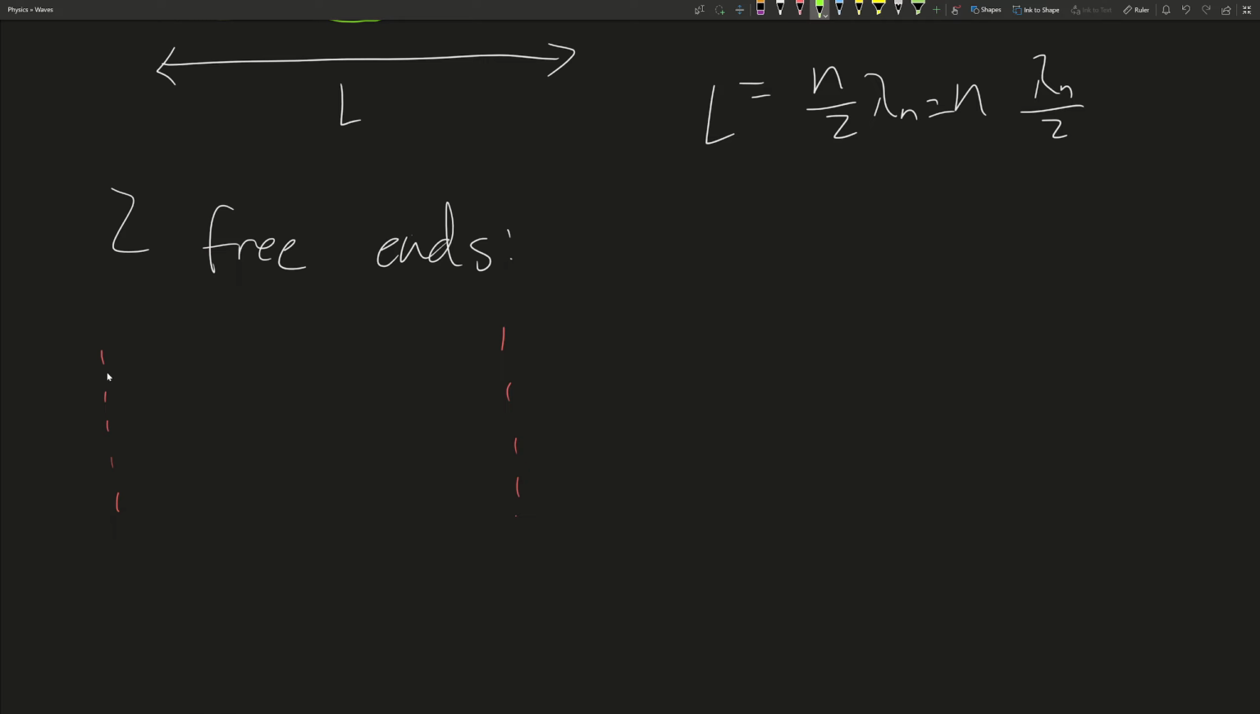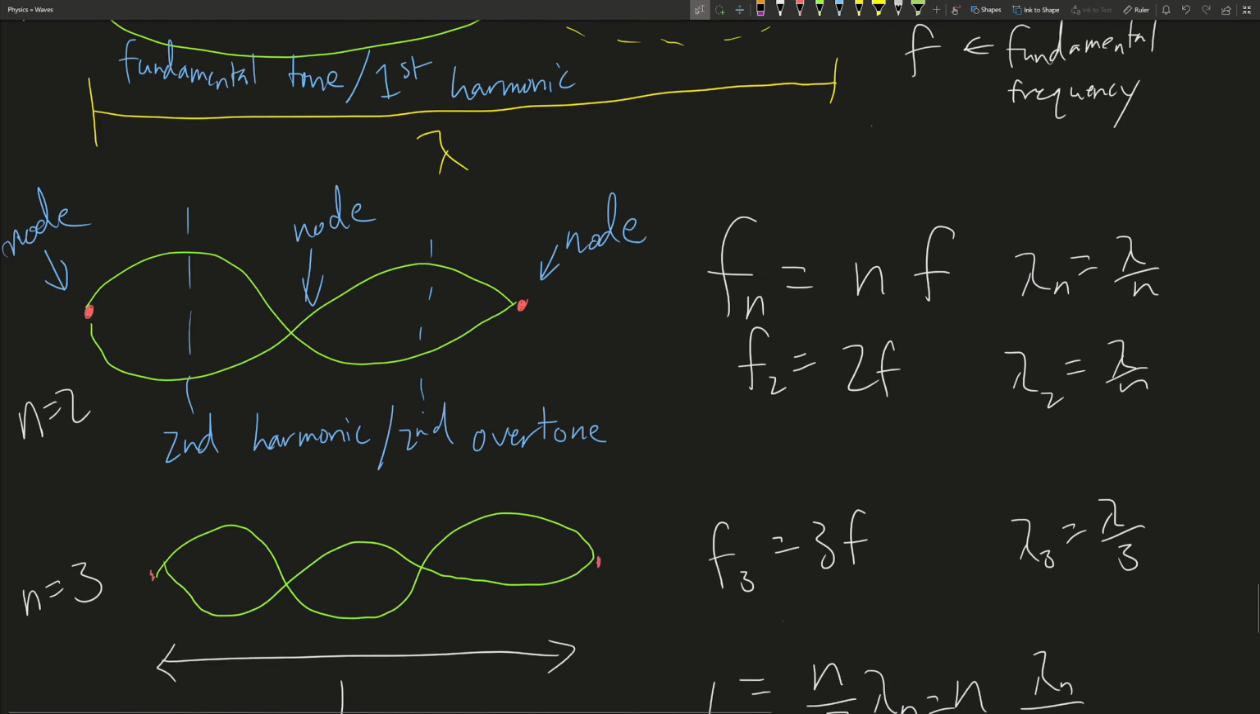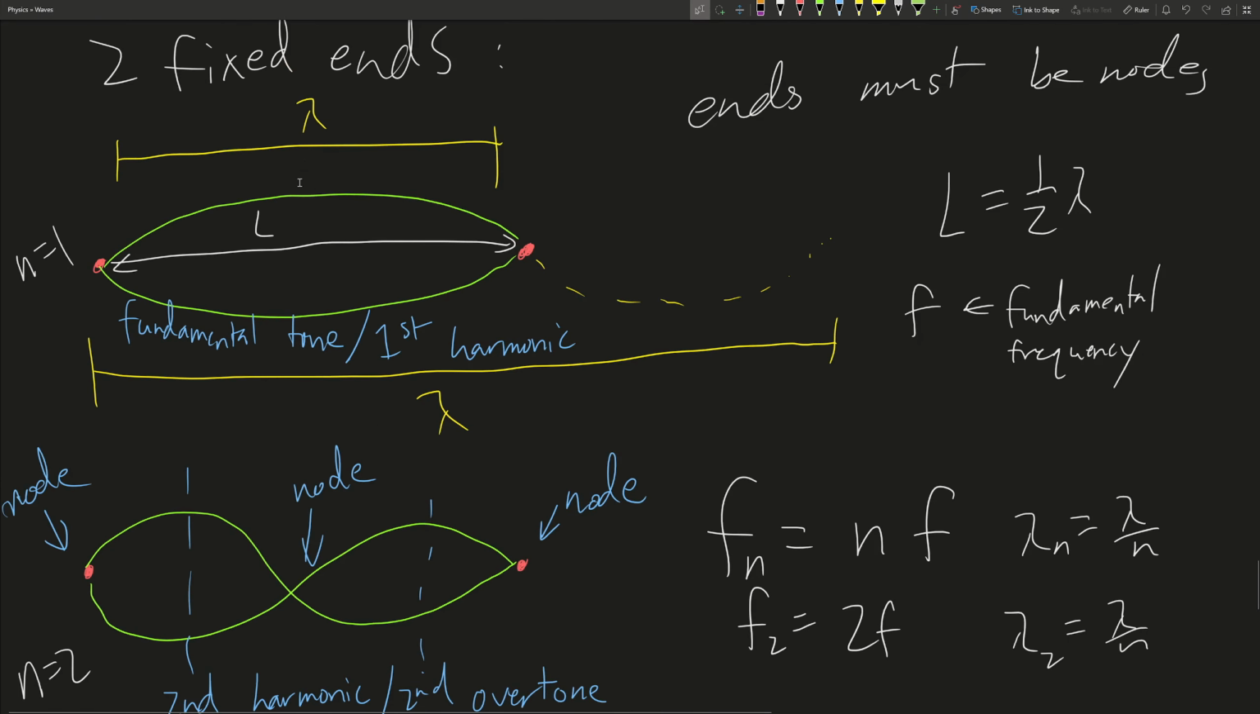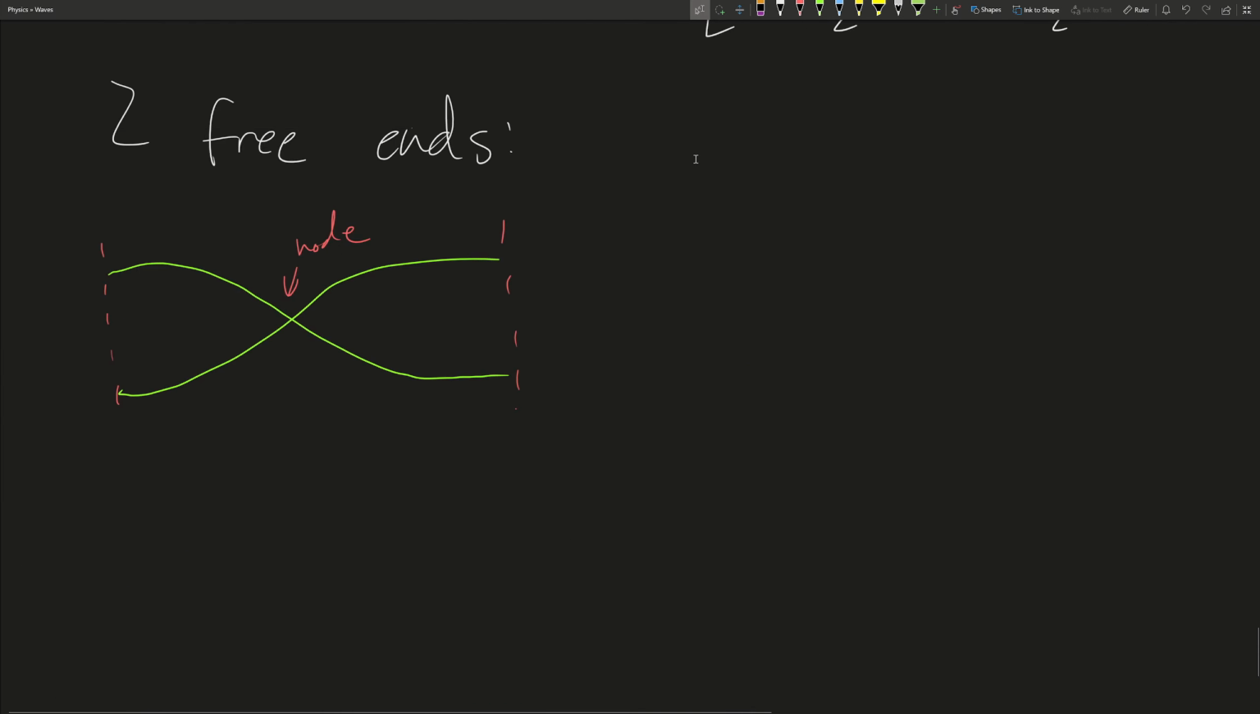And the lowest frequency that can produce two antinodes here is where you have two antinodes at the ends and one node here in the middle. And you notice that this is just the opposite of this, where you have one antinode in the middle and two nodes at the ends. And so when you have two free ends, it's the same, but you have antinodes. You must have antinodes at both ends.